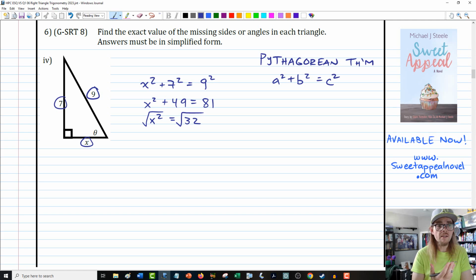Last but not least, we'll solve for x by square rooting both sides. We don't need a plus or a minus here because we're assuming that this is an actual real triangle, in which case there are no negative sides, although keep in mind later in honors pre-calculus that will be a thing. And basically we'll get that x is equal to the square root of 32.